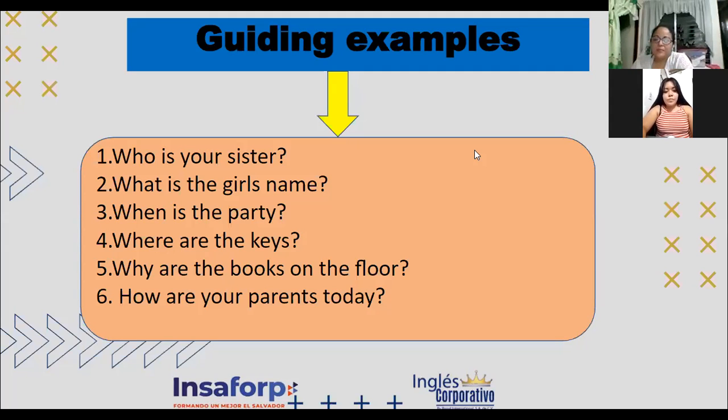Thank you. Second question, Aura. What is your pet's name? Its name is Sissy. Very good. Thank you, everyone who participated. Gracias a todos los que participaron.